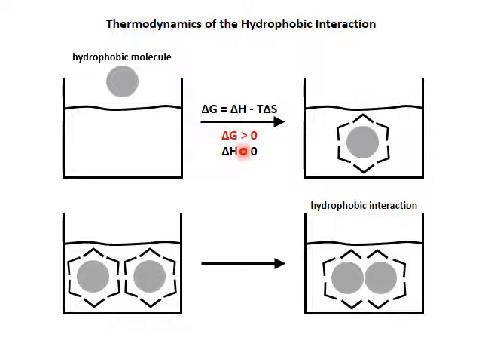If we look at the order, the system on the right is much more ordered. Therefore, our delta S is less than 0. And because of the temperature and this negative value here, this contributes to the overall value of delta G being greater than 0. Let's consider the case of the interaction between two of these molecules to form the hydrophobic interaction.